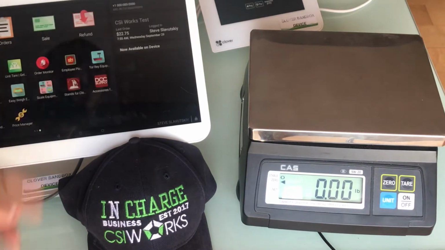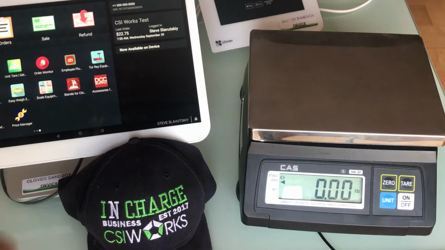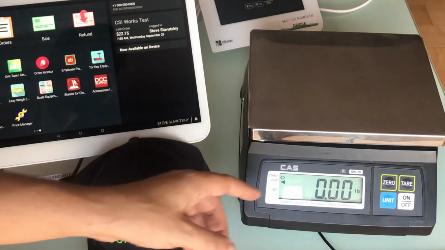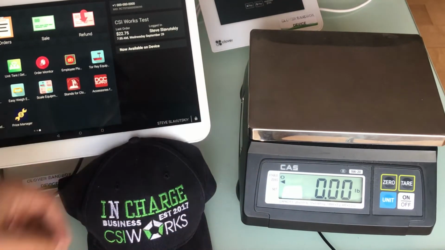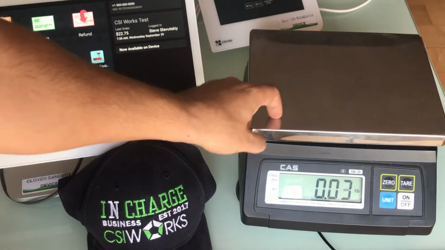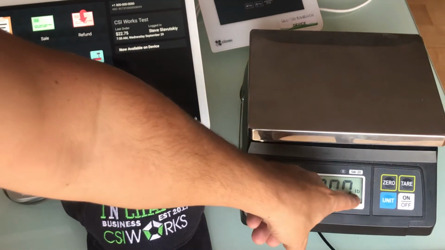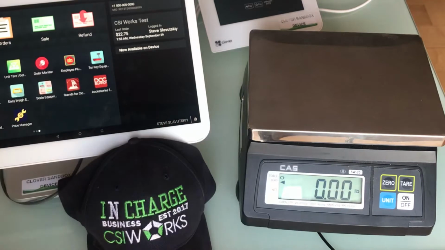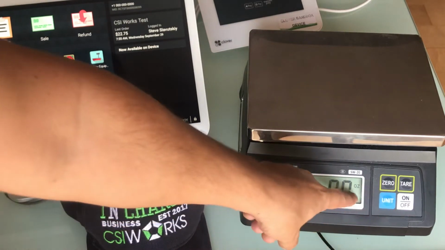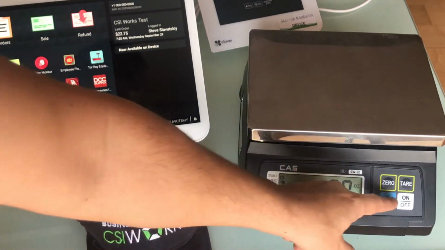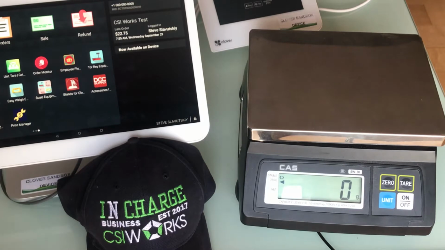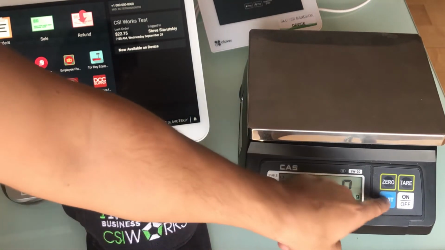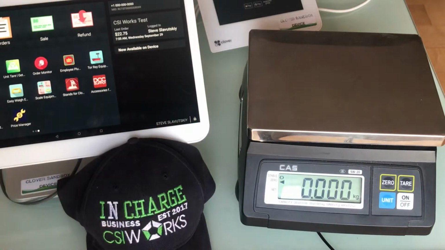The reason I mention that is because I want to talk a little bit about the formats here. For example, this scale right now is configured to weigh pounds, right? So you can see LB right there. And then I can change the units to ounces, right? So now it says OZ. And then I can change the units to grams. That's gram. And these are kilograms, right? And now we're back to pounds.